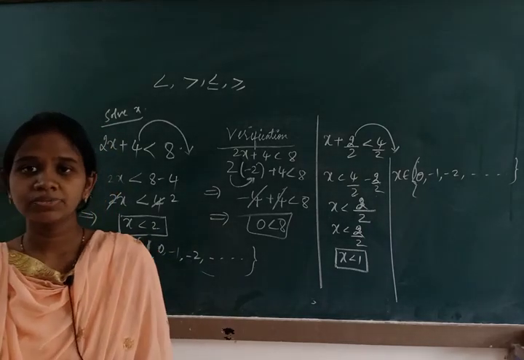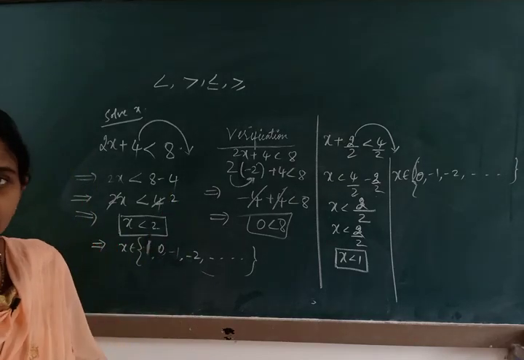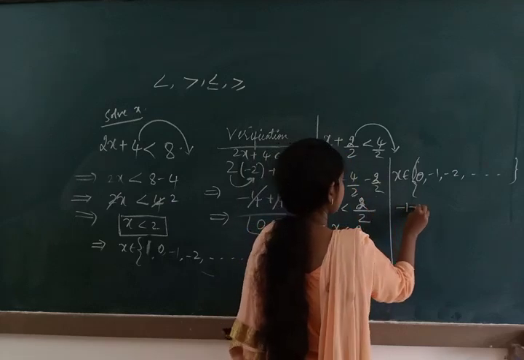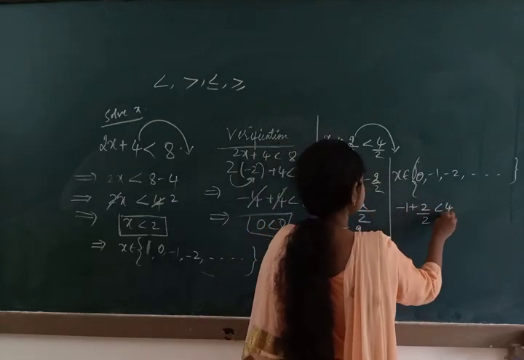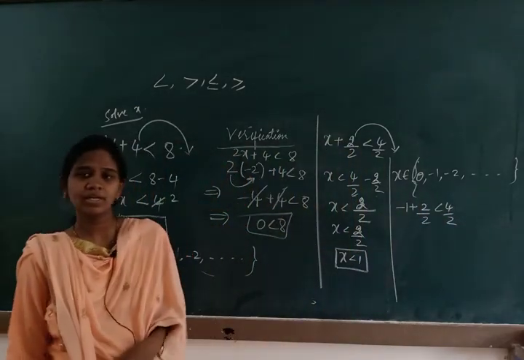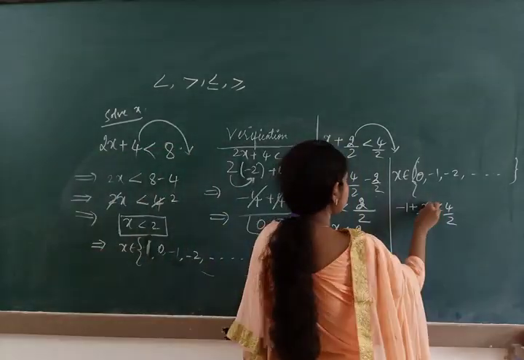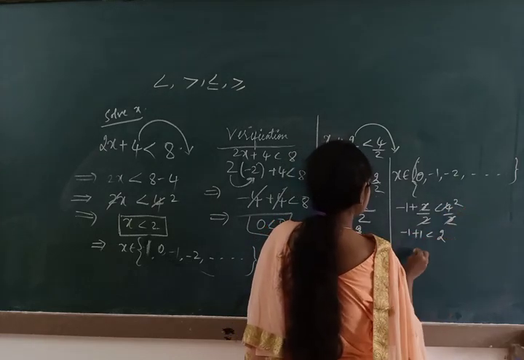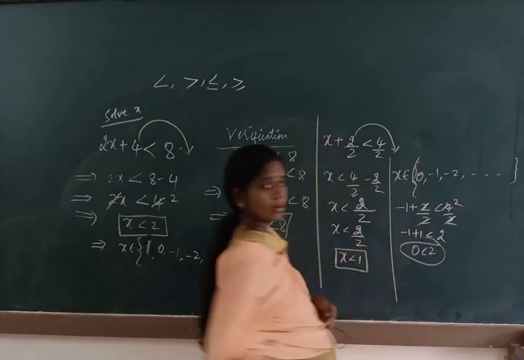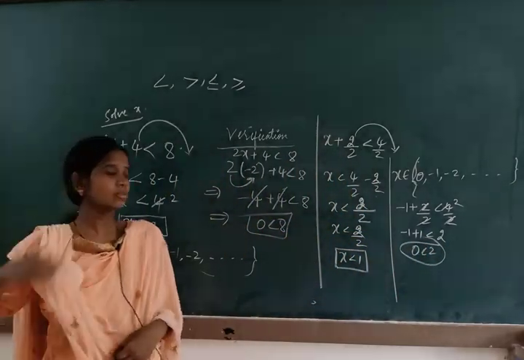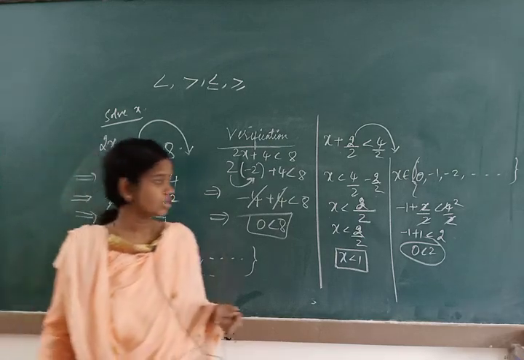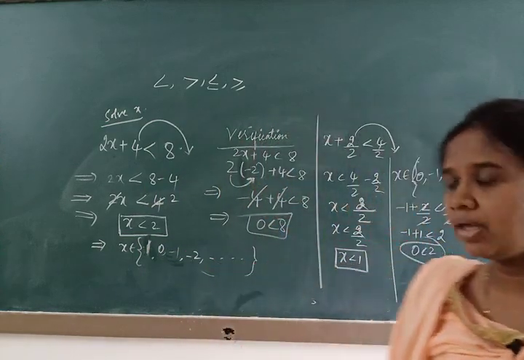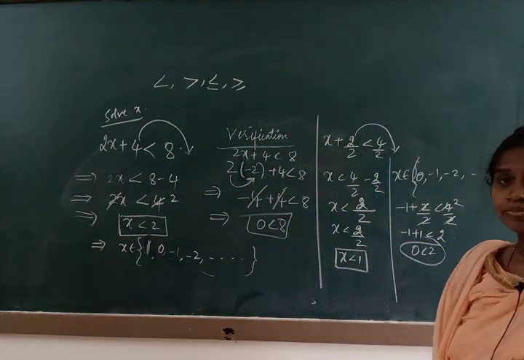Take any value and substitute in the given inequality. We will check whether it satisfies or not. See, I will prefer minus 1. I have substituted in the given inequality. Minus 1 plus 1 cancel, then it will remain as 0, 0 lesser than 2. Is it correct? Yes, 0 is lesser than 2.